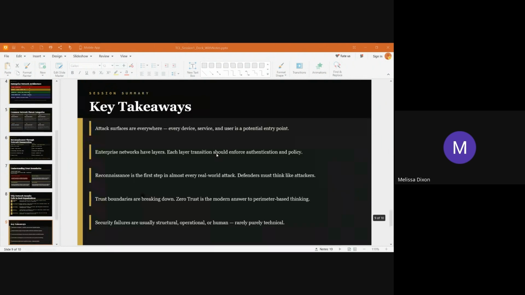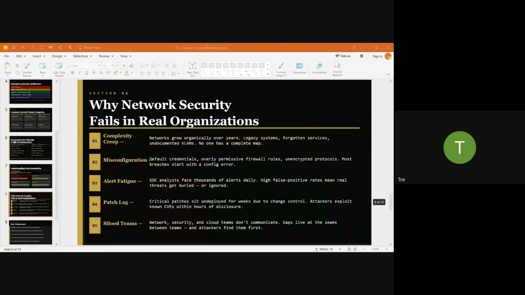Okay, and then we have some key takeaways from this. So attack surfaces, oh, sorry, go ahead. Can you go over a little bit more on old school attacks? I'm intrigued by that. What do you mean? Which part? Well, one example would be social engineering. That's classic. Yep.